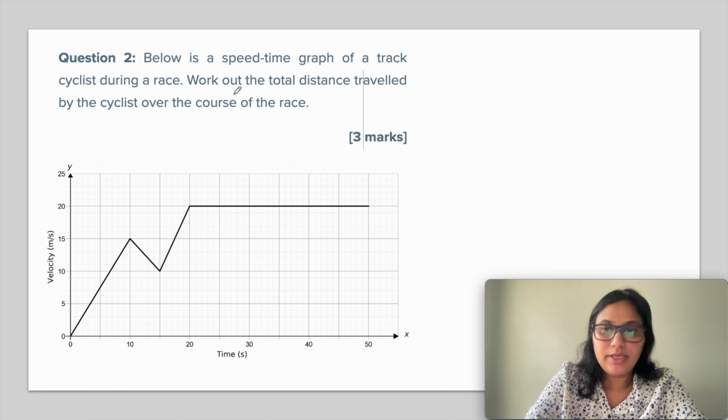Today we are going to work out a numerical based on velocity time graph. Okay, so we are going to calculate the total distance traveled by the cyclist using the velocity time graph.